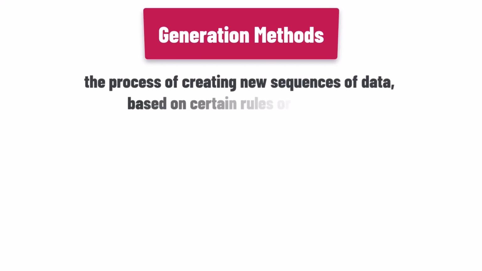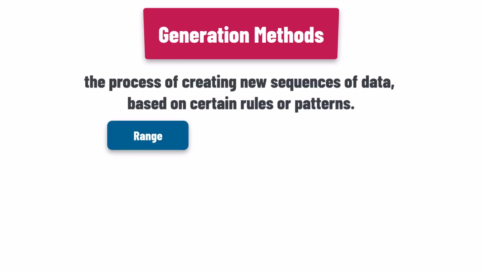Generation is the process of creating new sequences of data, based on certain rules or patterns. This can be useful when you need to generate data for testing or simulation purposes, or when you need to create sequences that follow a specific pattern. For example, to create a sequence of integers we can use the method range. As output, we get a collection of integers, which we can use to do specific steps. Or the method repeat, to repeat a specified element a specified number of times.